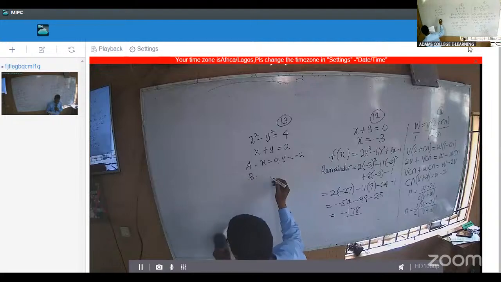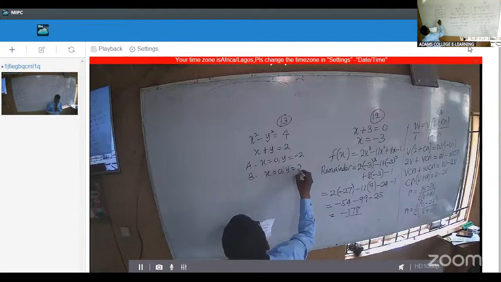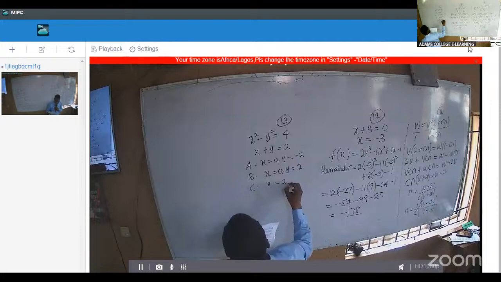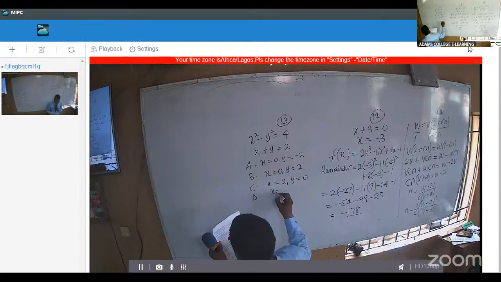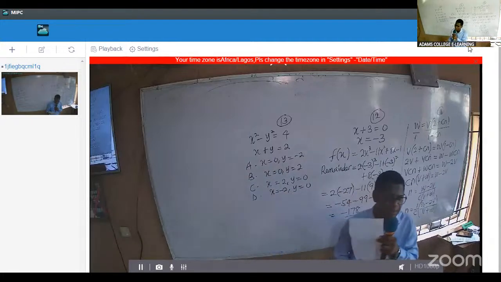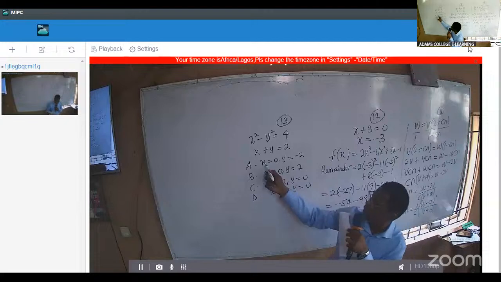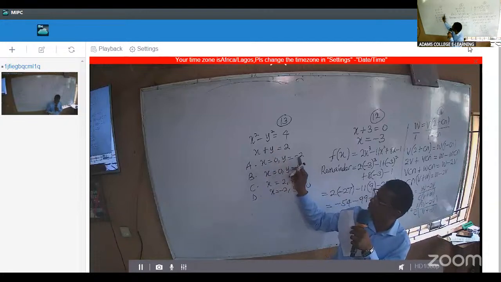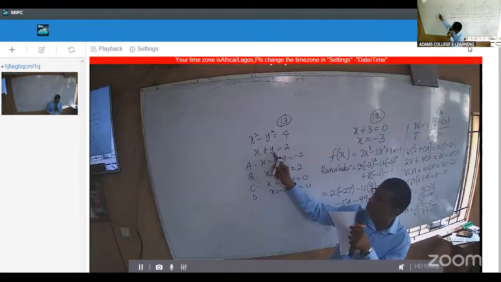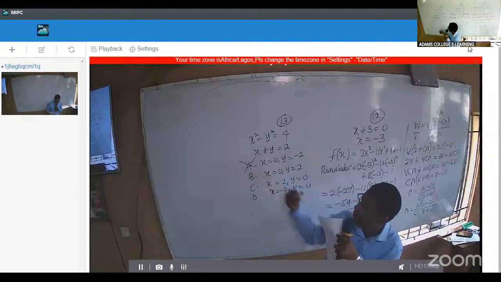Option B: x is 0, y is 2. Option C: x is 2, y is 0. Option D: x is minus 2, y is 0. I know you can solve it, but don't waste time, because you won't have time in the exam. You can put this one inside here: 0 and minus 2. If I put 0 here, now look at the board, 0 minus 2 will give me minus 2. I mean, this one is wrong. That's how to do it.